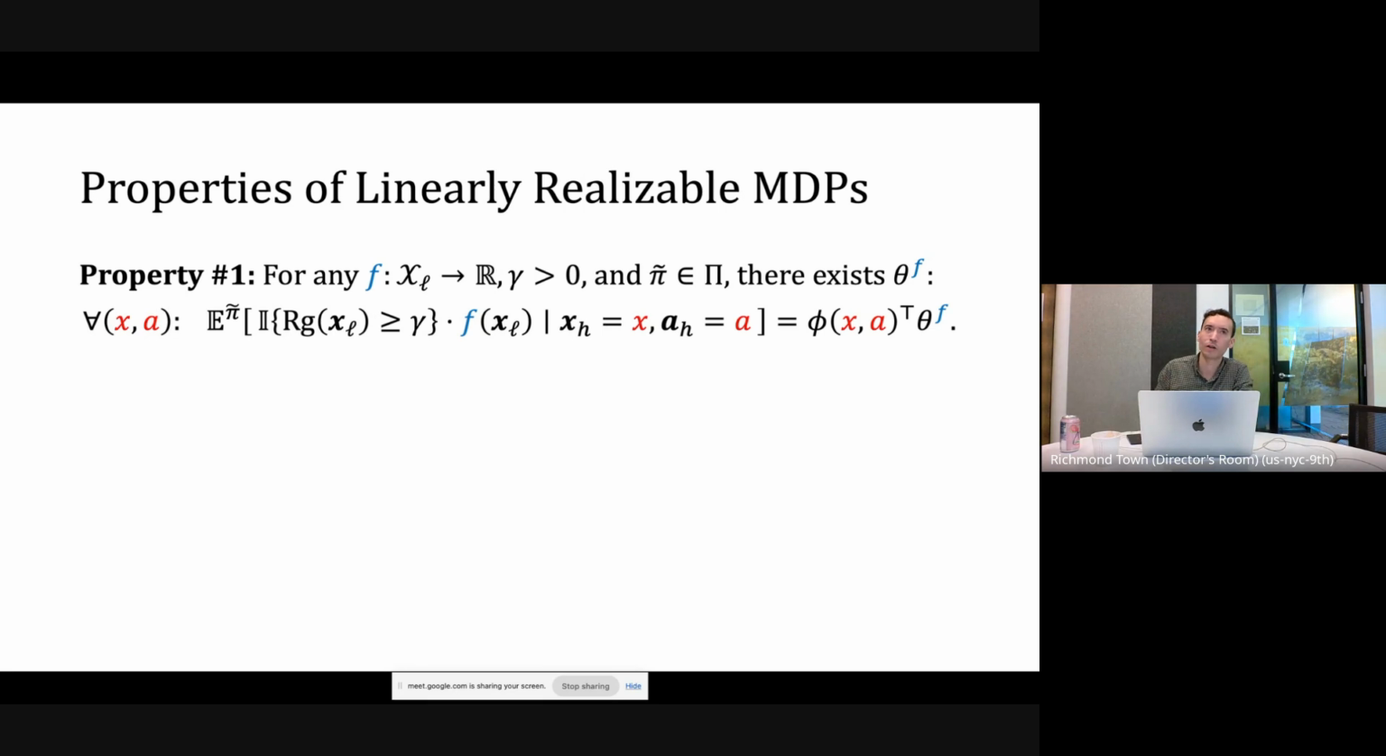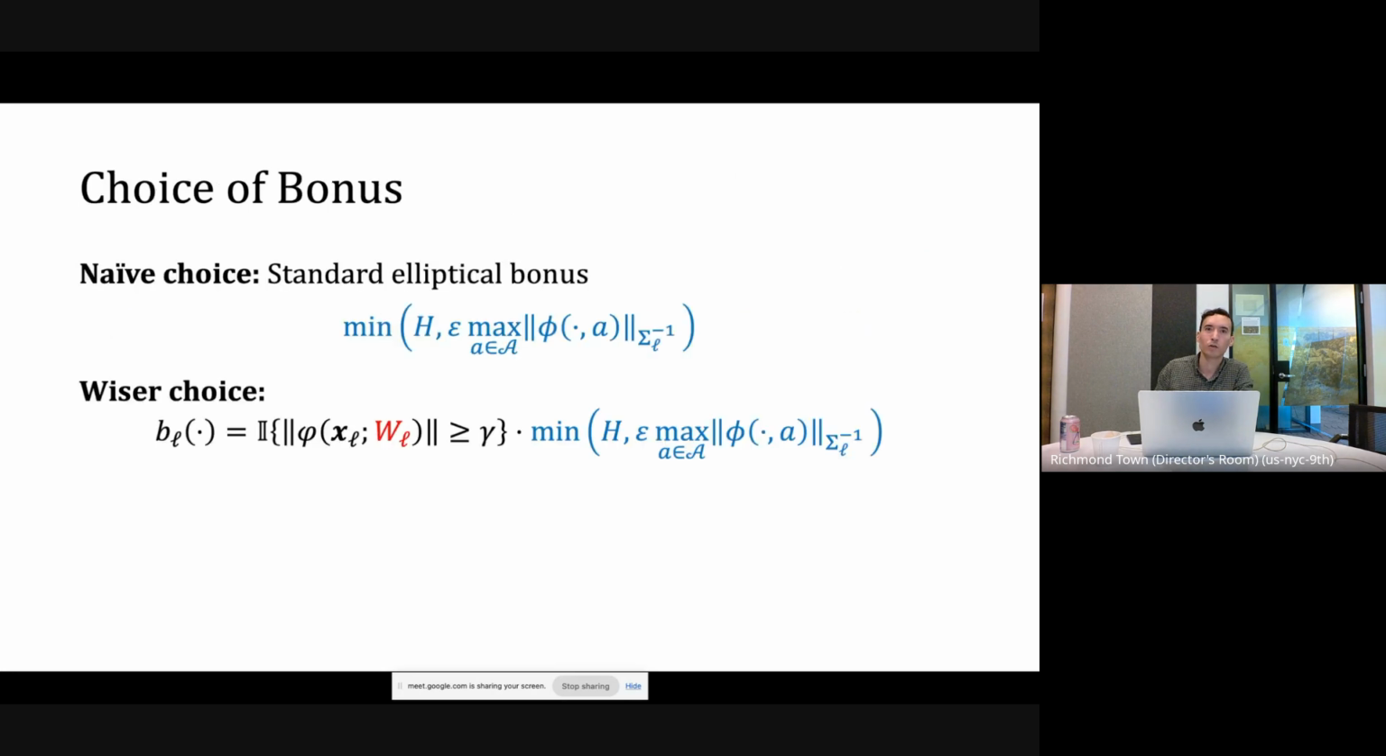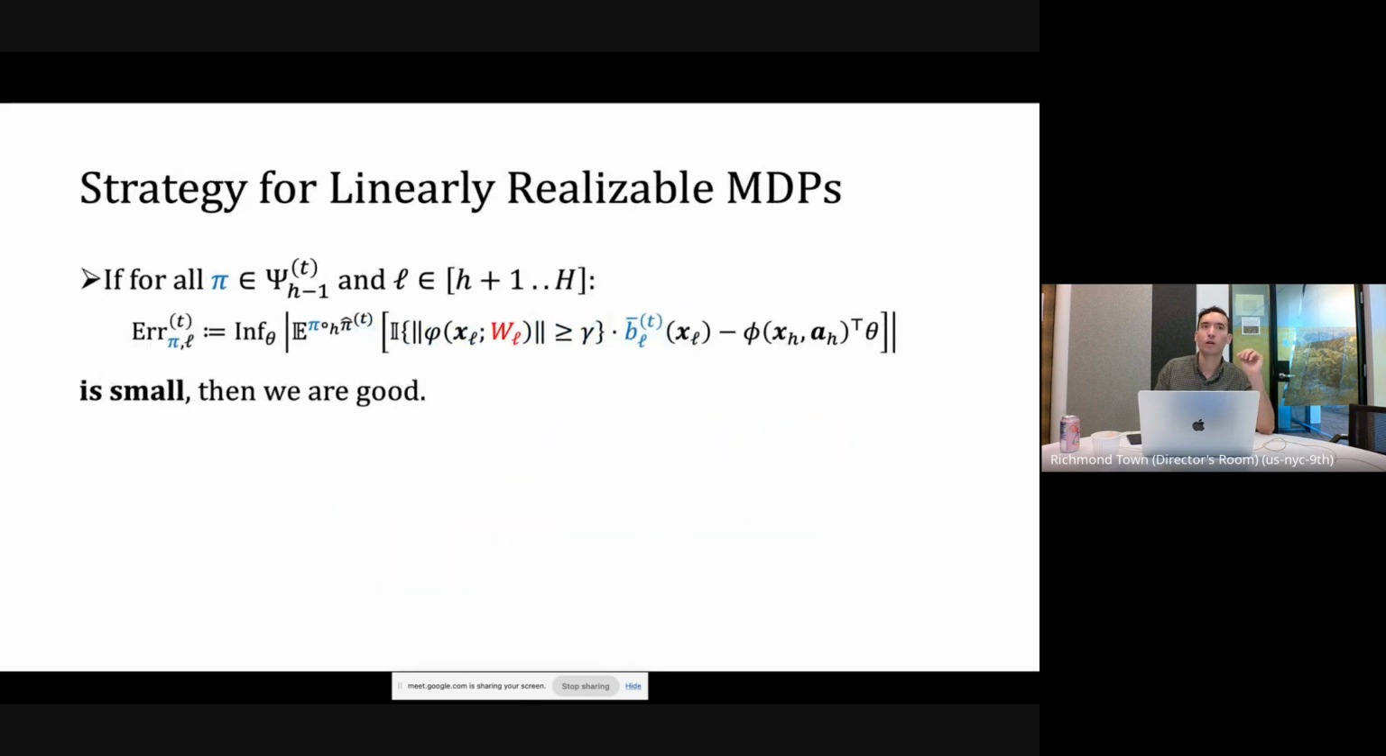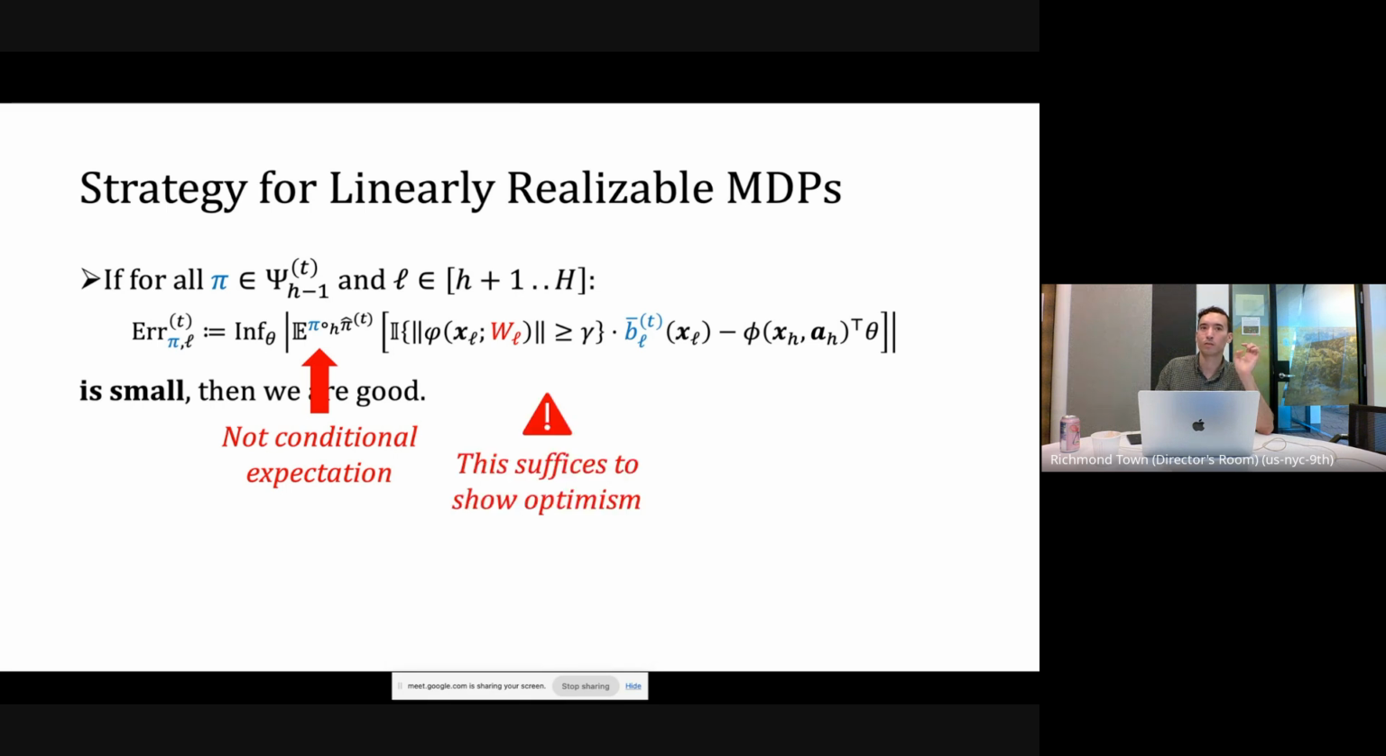But we do have this property that I told you before, that if we take any function and multiply it by the indicator for the range to be non-zero, then this is going to be linear. And so the better choice is to multiply by the indicator using this proxy for the range. Okay? This is going to be our bonus. And still, because this proxy for the range only gives us a one-sided inequality for the actual range, the conditional expectation here is not going to be always linear. So we need something else. So instead of aiming for the conditional expectation, we're going to be satisfied by just having linearity marginally. As long as the expectation of the bonus times this indicator is linear in expectation, this is going to be enough. This is going to be sufficient to show optimism.